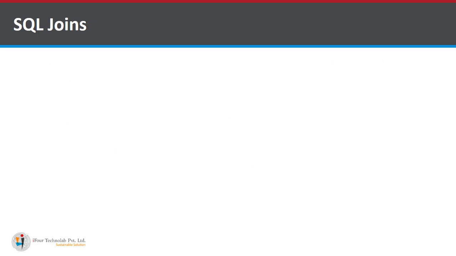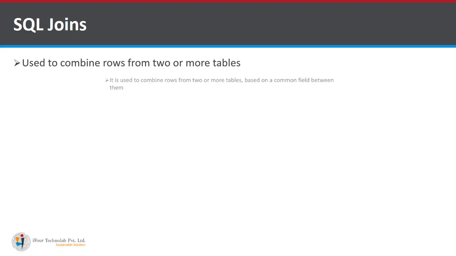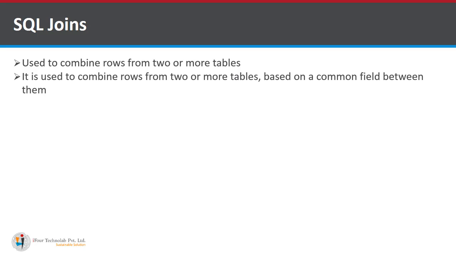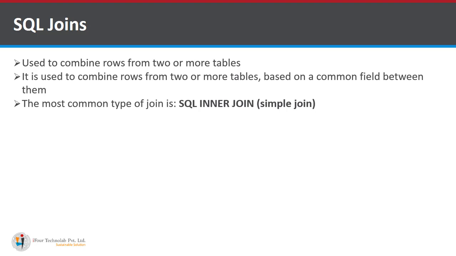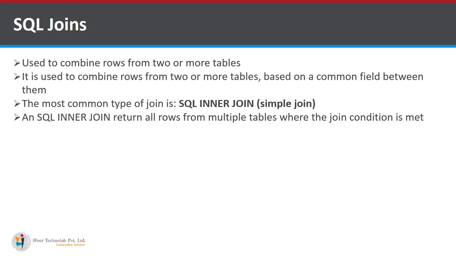Now we have SQL joins. These are the most important part of SQL when displaying records from two different tables. Let's have a look. As I already told you, a join is used to combine rows from two or more tables, based on a common field between them. The most common type of join is the SQL inner join.